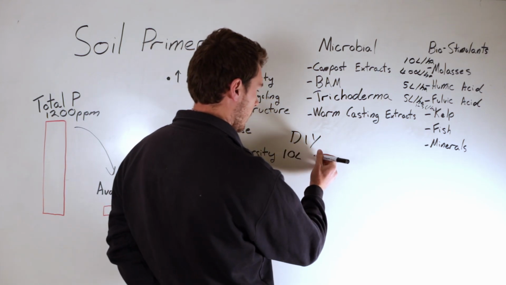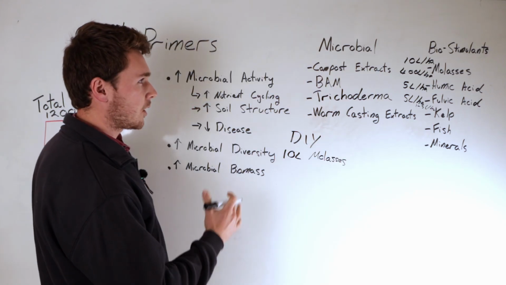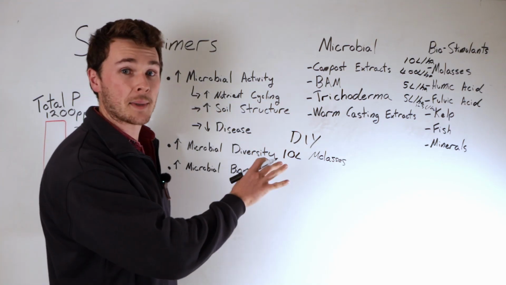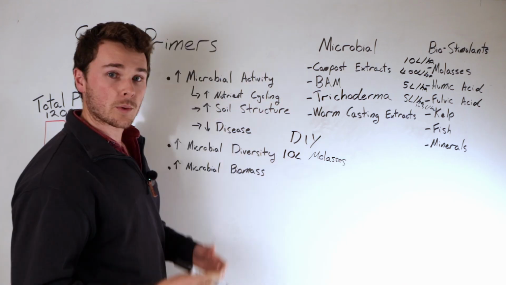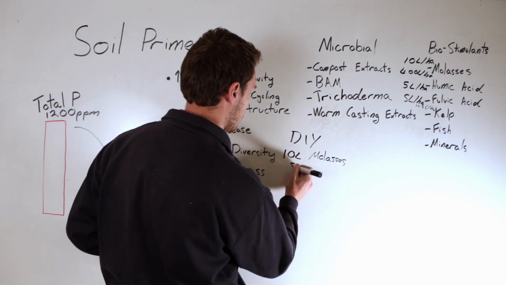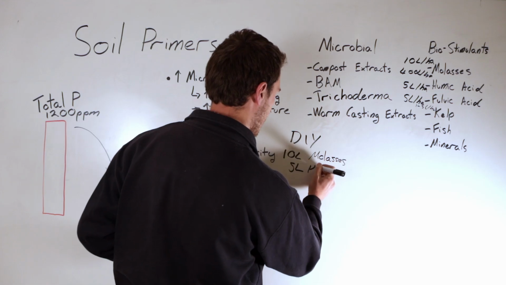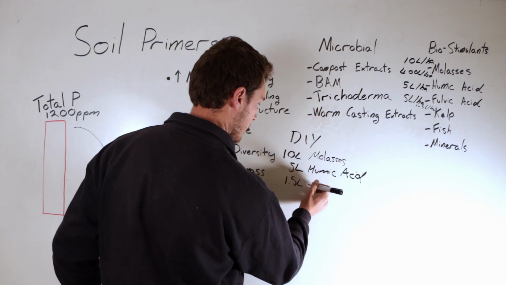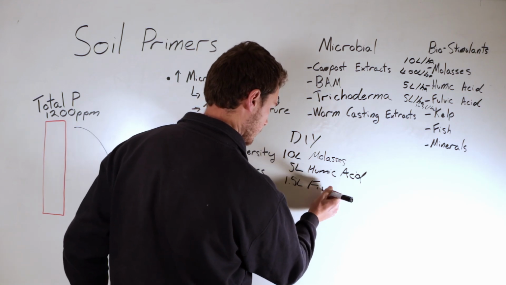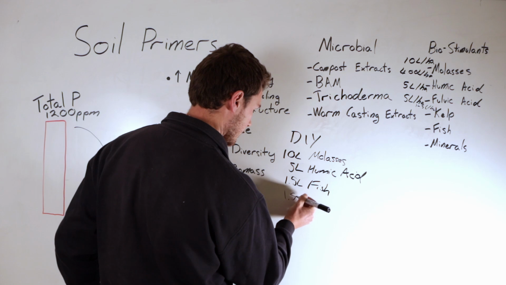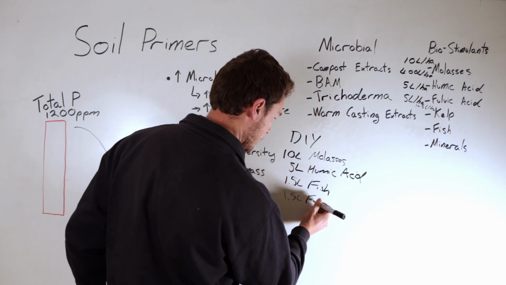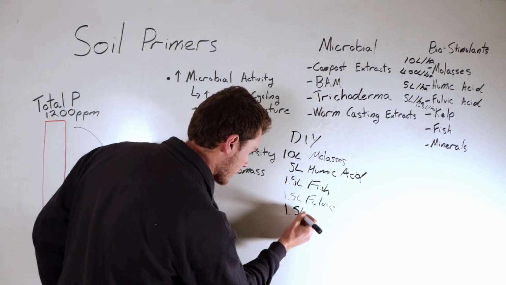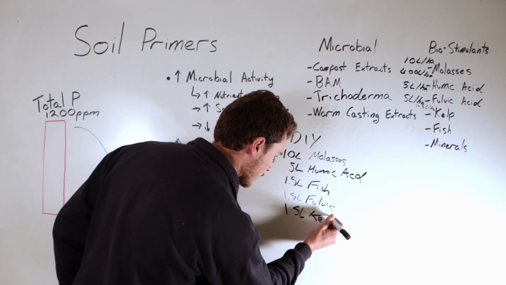But anyways, 10 litres of molasses. Now this is optional, but I would suggest it regardless of the soil type. If you're in a really sandy soil, it's almost a must. Other ones, not so much. So we're going to apply 5 litres per hectare of humic acid. Next, we're going to apply 1.5 litres, so not as much, of fish hydrolysate. Next, we're going to apply 1.5 litres of fulvic acid. And then finally, we're going to apply 1.5 litres of kelp, liquid kelp product.